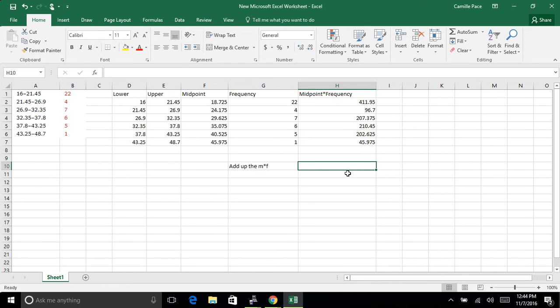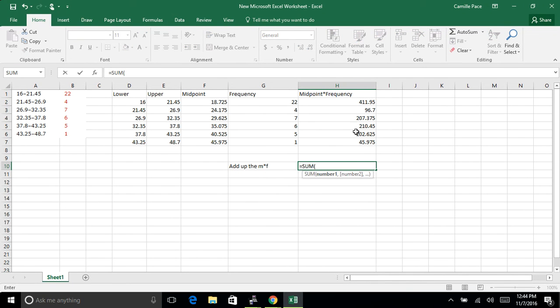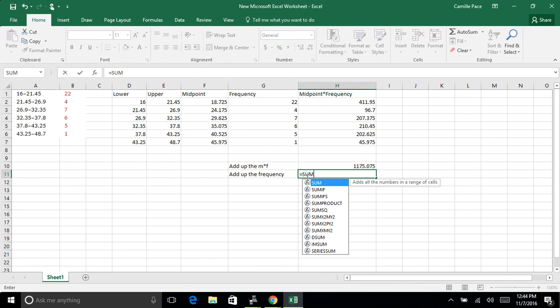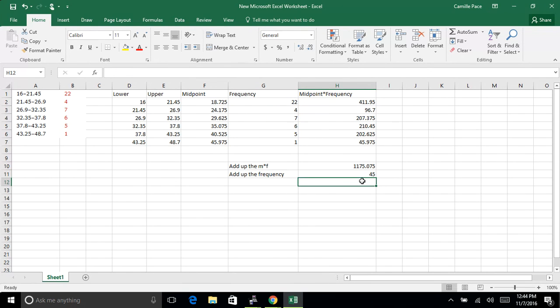You can either add them up with a calculator or you can do equals sum, and then add them together and hit enter, okay? Again, if that's confusing you, just add these up by hand and that's what you get. Next, I just need to add up the frequencies. Another way to do that is to do equals and the sum function, parenthesis, and then add them up. Again, you can do those by hand. So let me tell you what I have right here. I have all the midpoints times the frequencies added together, and then here I have all the frequencies added up together.